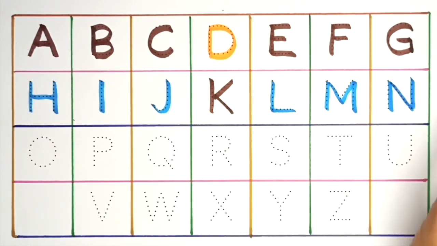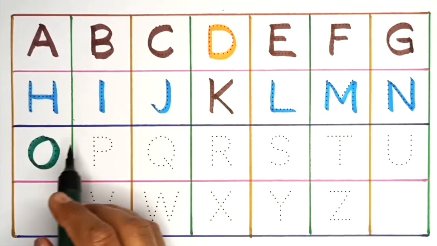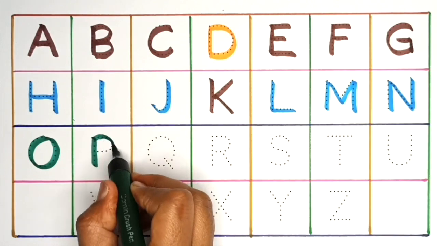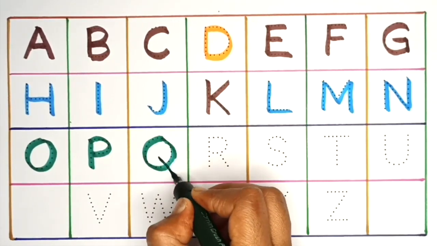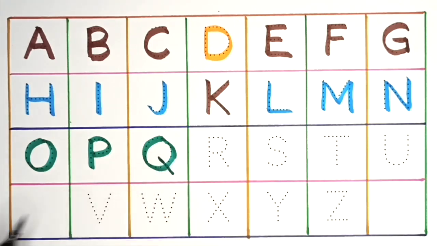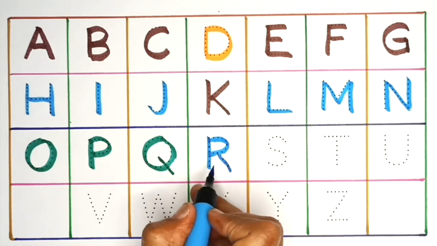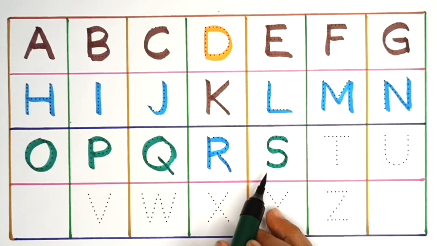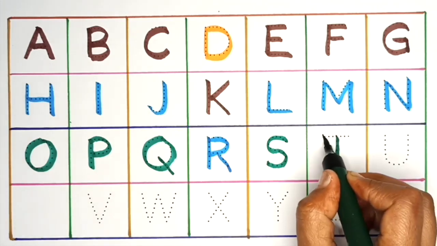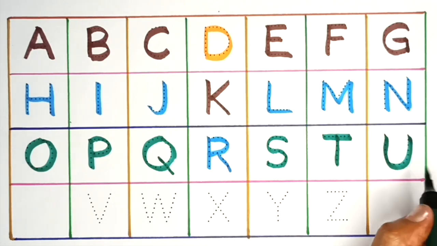N. N for nest. Green color. O. O for orange. P. P for parrot. Q. Q for queen. R. R for rabbit. S. S for sheep. T. T for tree. U. U for umbrella.